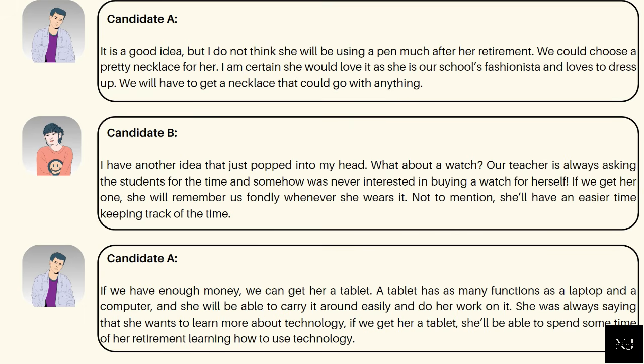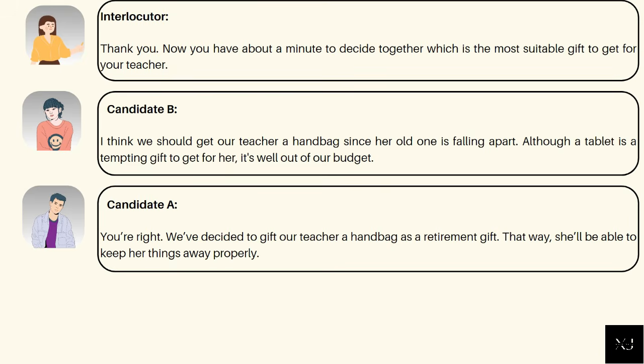If we have enough money, we can get her a tablet. A tablet has as many functions as a laptop and a computer, and she will be able to carry it around easily and do her work on it. She was always saying that she wants to learn more about technology. If we get her a tablet, she'll be able to spend some time off her retirement learning how to use technology.